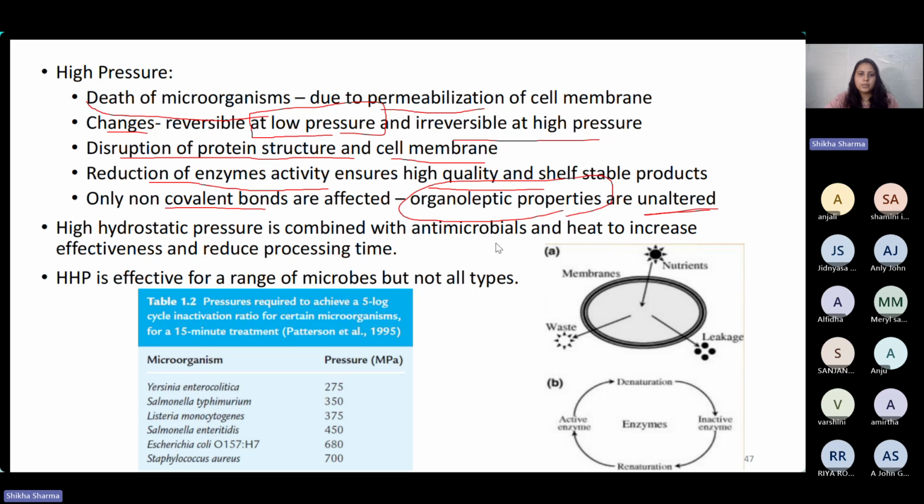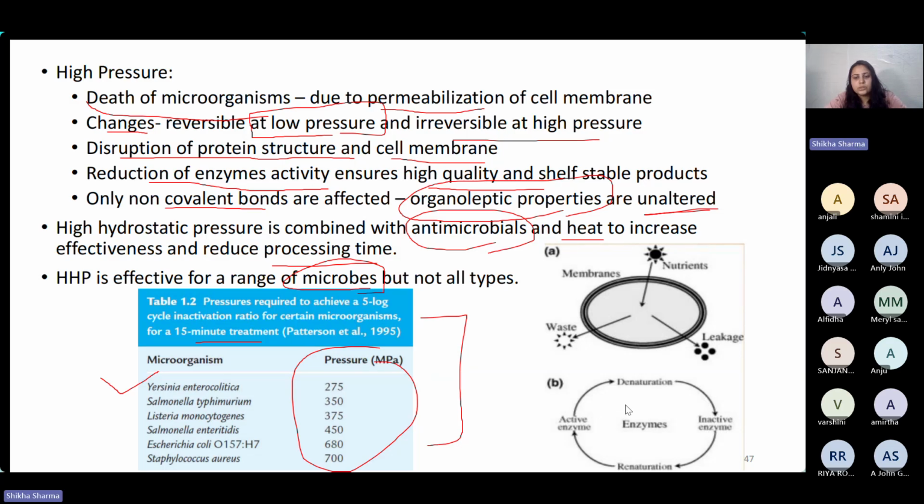So this HPP is sometimes combined with other methods like antimicrobials and heat, so that the effectiveness can be improved and the processing time can be reduced. And HPP is effective against most of the microorganisms, but not all. So here the pressure required to achieve a 5 log cycle inactivation is given, which is applied for a 15 minute treatment. So this high pressure in megapascal, like 200 to 700 megapascal, we are applying for 15 minutes. Then these microorganisms are getting inactivated.